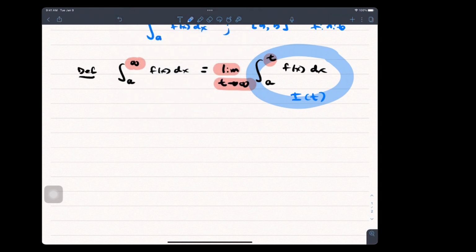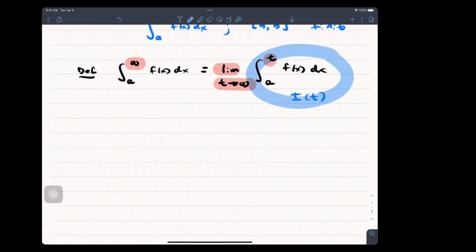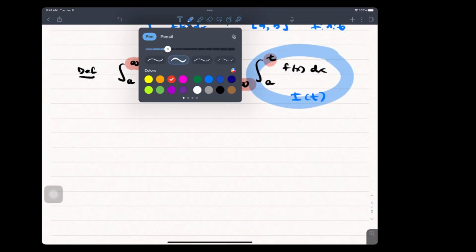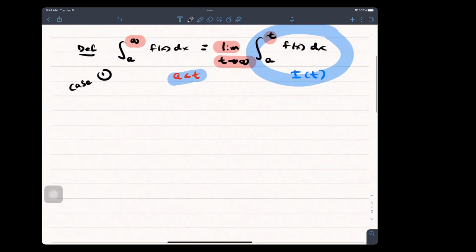And what else is going on here? I think in my definition, if we go back to the browser, we'll go through all that. This relationship, a is smaller than t, by the way. But this is your definition of your first improper integral, and we sometimes call that case 1. So you have to do a whole bunch of case 1 examples. And I want to share with you an idea here.